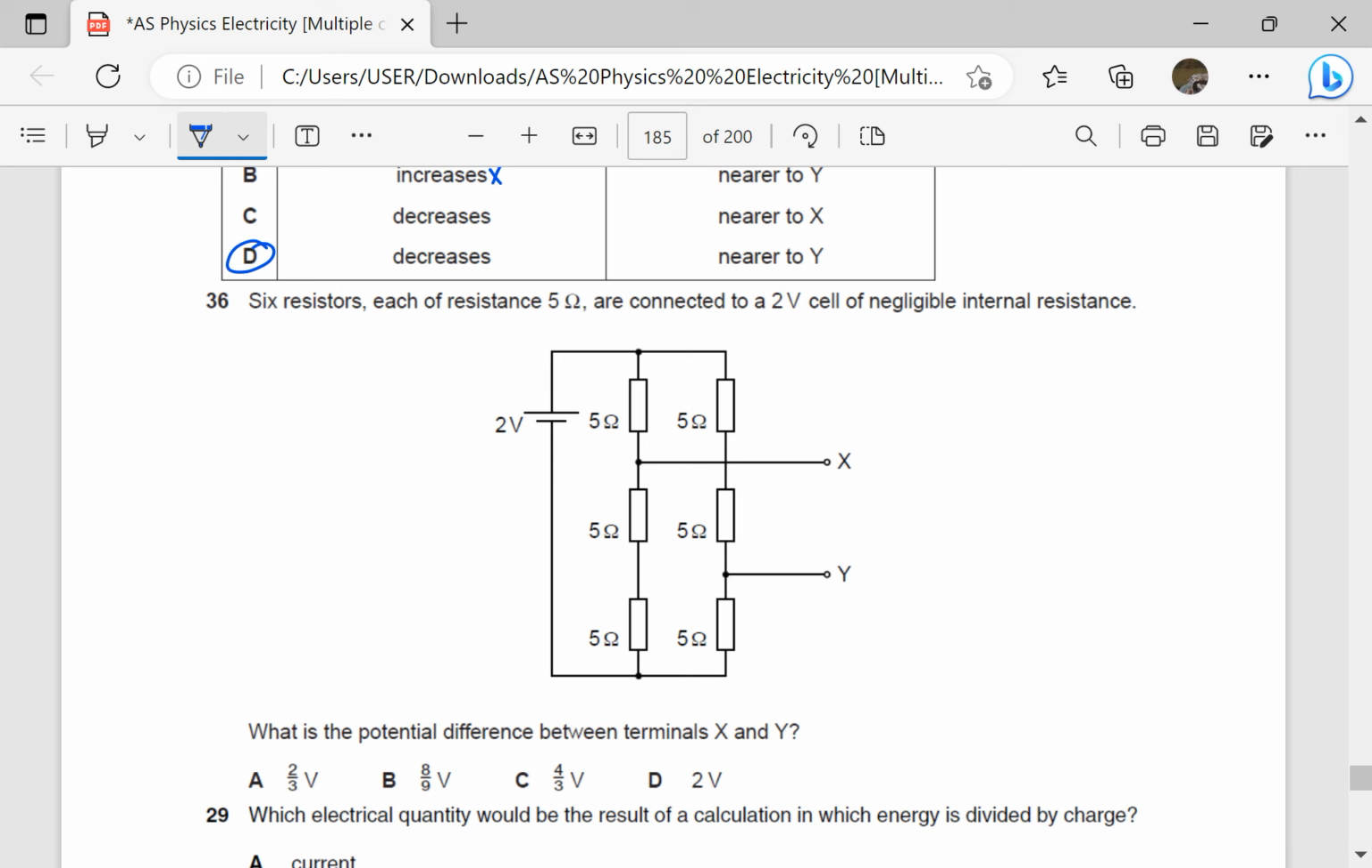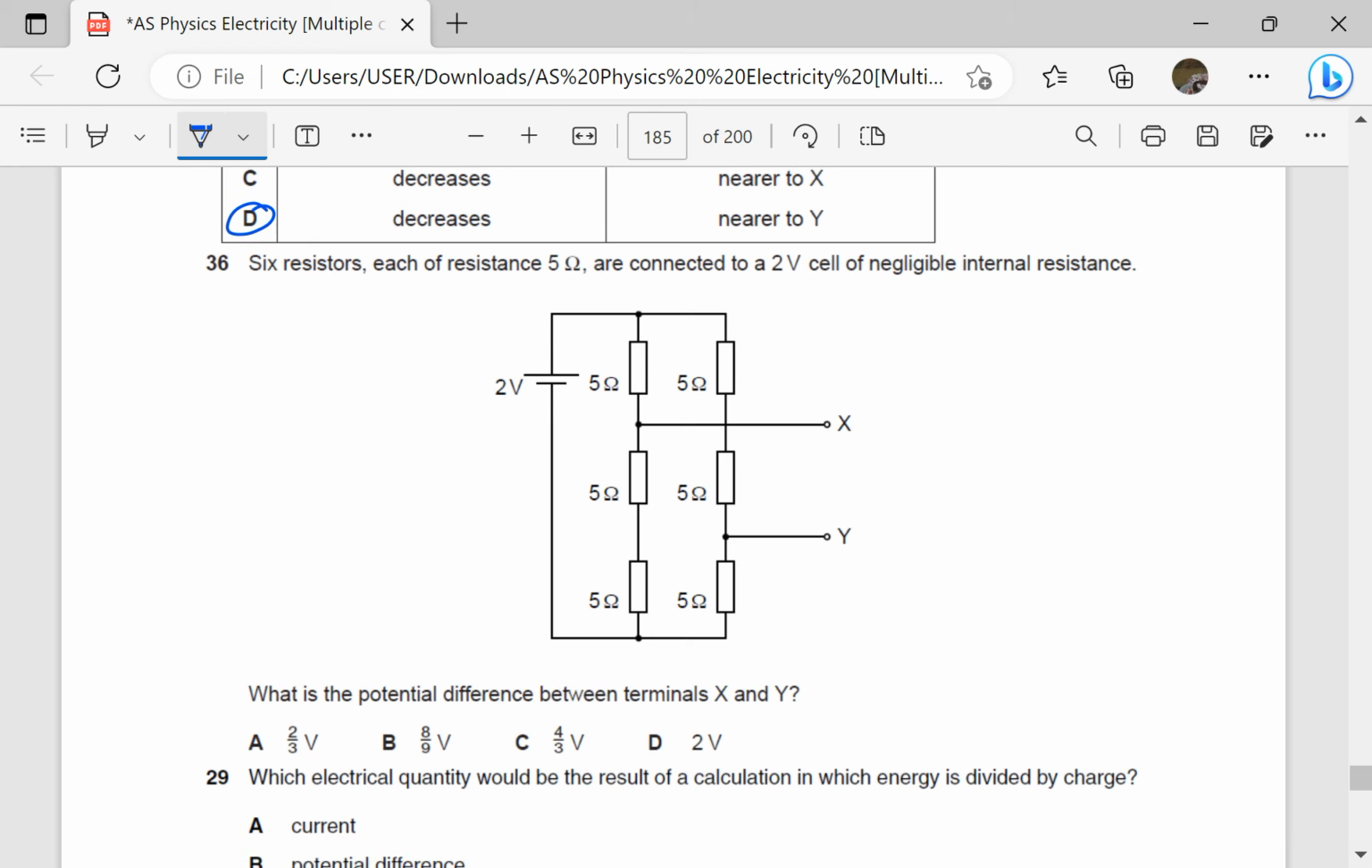Six resistors, each of resistance 5 ohms, are connected to a 2-volt cell of negligible internal resistance. What is the potential difference between terminals X and Y? So of course this is the negative potential. This is at 0 potential. To find the PD across XY, you can find the potential at Y, which is the PD across this one here, and the potential at X, which is the PD across these two here. We use the potential divider formula.